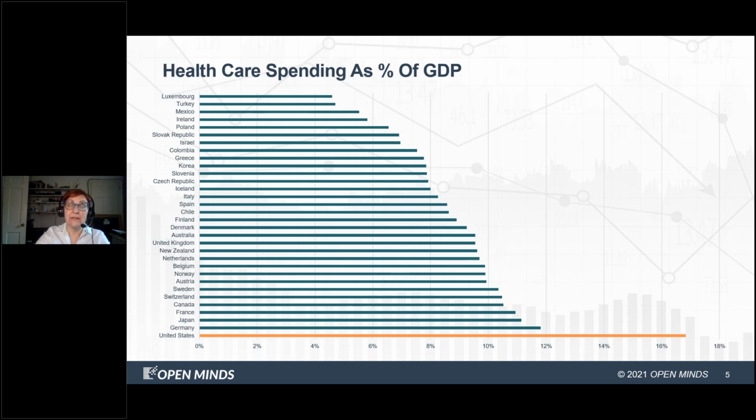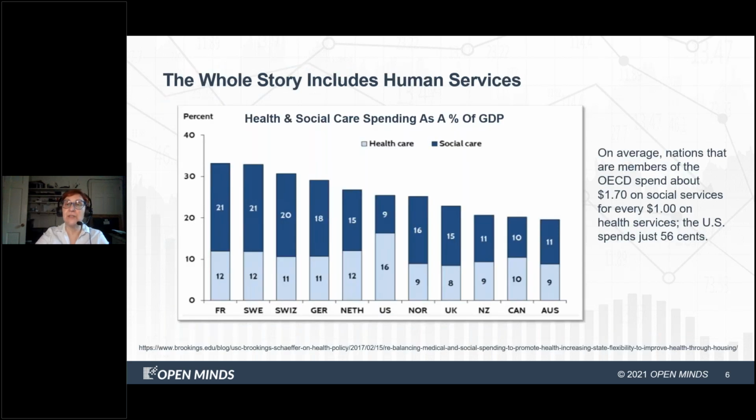And the reason is on this next slide, which is that healthcare spending is only one piece of the puzzle. It's only one piece of the spending. When you put human services together with health spending, look what happens to that graph. Not only does the United States move into the middle, so we're not spending the most, right?